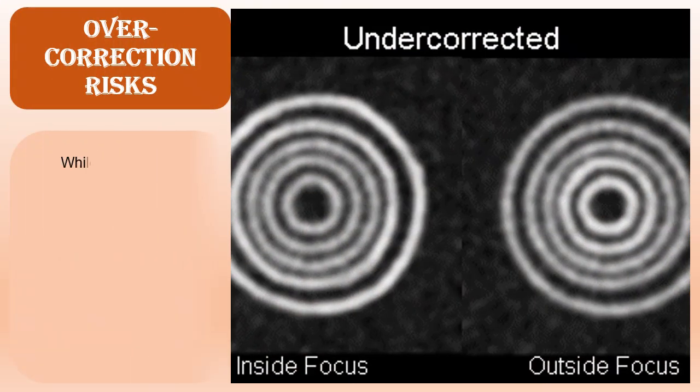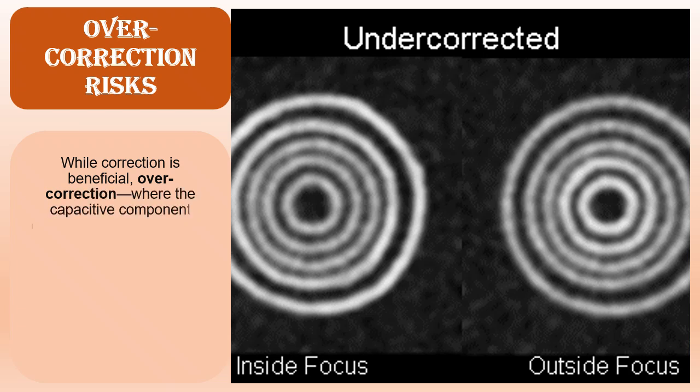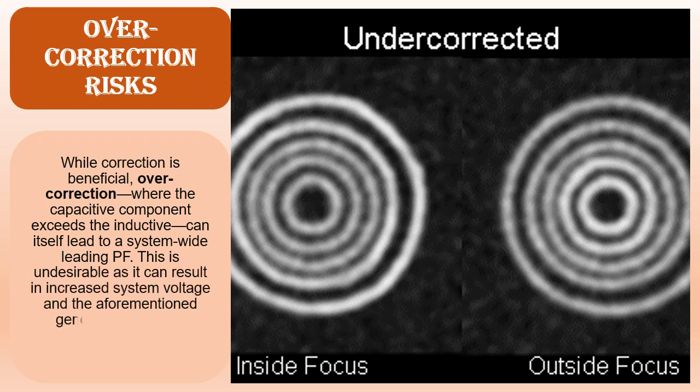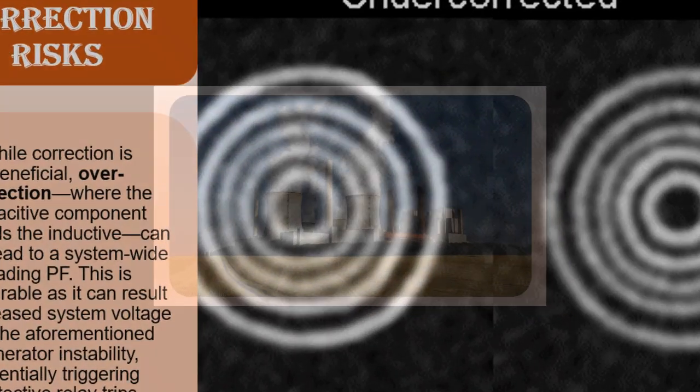Overcorrection risks. While correction is beneficial, overcorrection, where the capacitive component exceeds the inductive, can itself lead to a system-wide leading PF. This is undesirable as it can result in increased system voltage and the aforementioned generator instability, potentially triggering protective relay trips.